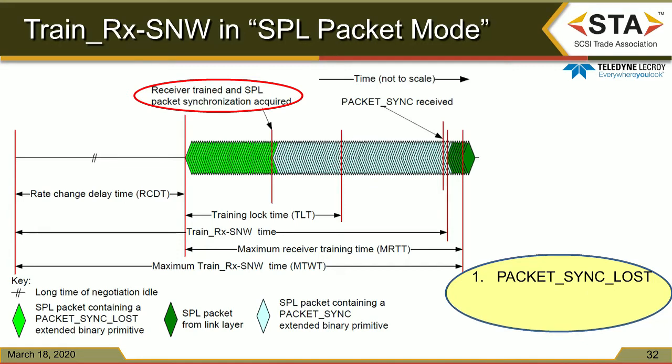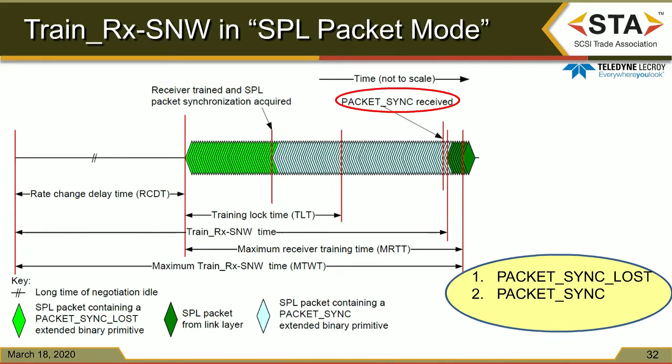So in this illustration, he's sending packet sync, then he finally receives a packet sync from the other side. Only here can he be certain that the far end has reached D-word synchronization. So then the link layer should start sending SPL traffic. If no packet sync is detected within MRTT, that would be a training failure, and they would, again, fall back to that next highest speed. So that's basically how the receive training side has changed in SAS 24.